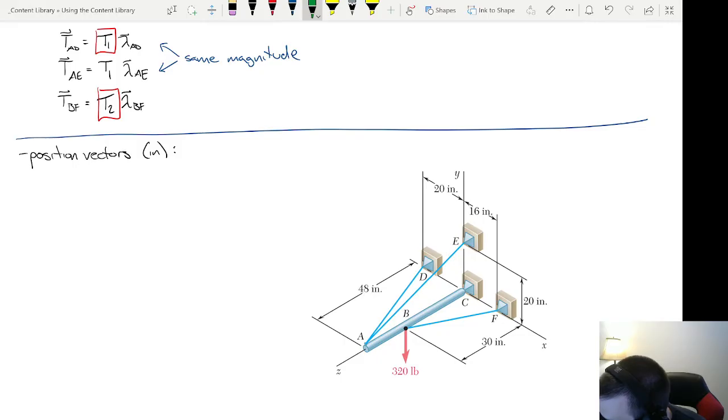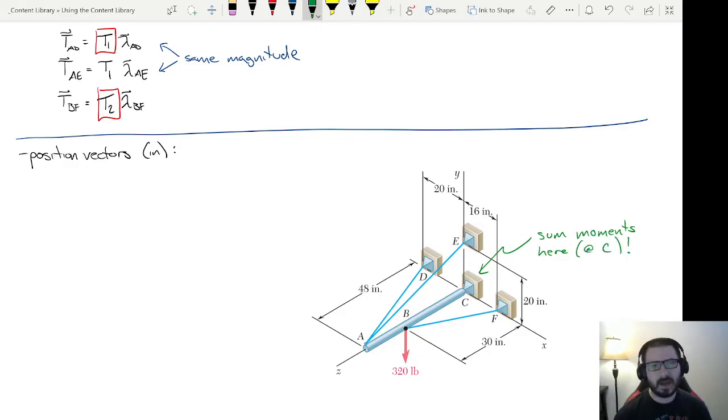So what I'm going to suggest is that we sum moments here. In other words, at C. And the reason why is because all those C vectors, all those unknowns corresponding to the reaction at C all pass through C, so they generate no moment. So the only moments that I need to account for is everything else. So the nice thing about that is I've got 4 other forces to consider. I've got the force here, the force here, the force here, and the force here.